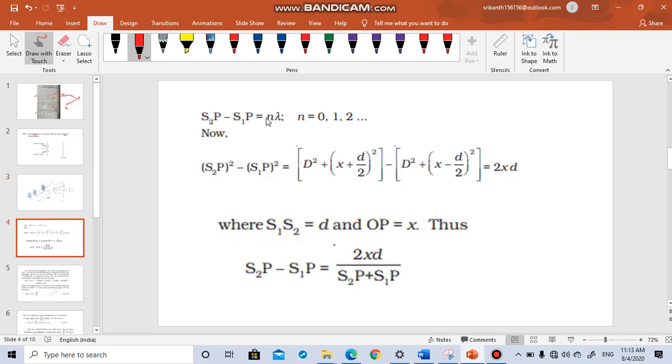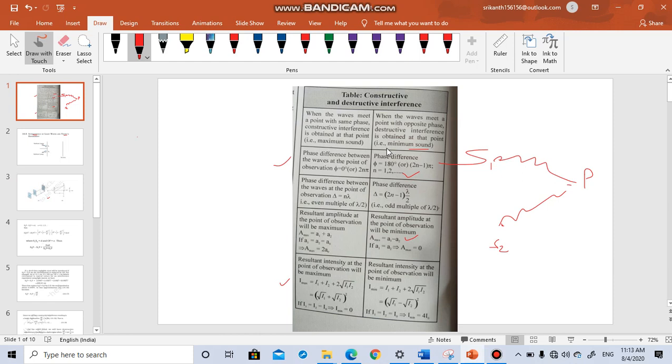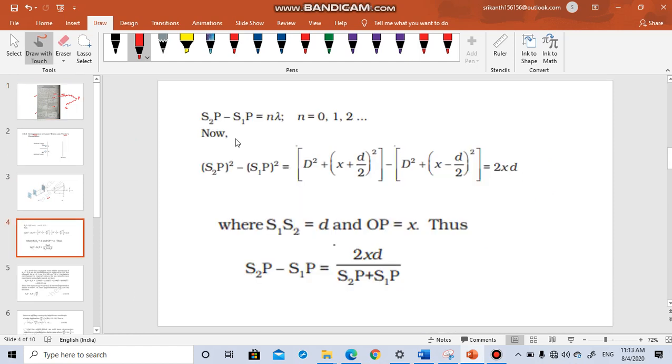Here we have studied the concept of path difference. What is the path difference? You have sources S1, S2, and S1P will be there, S2P will be there. S2P is a wave, it's not a straight line. S1P is a wave, so there will be some path difference. Depending upon the path difference, we said it will be destructive or constructive in the first slide. Here S2P minus S1P is equal to n lambda, where n can be 0, 1, 2, 3 like that.